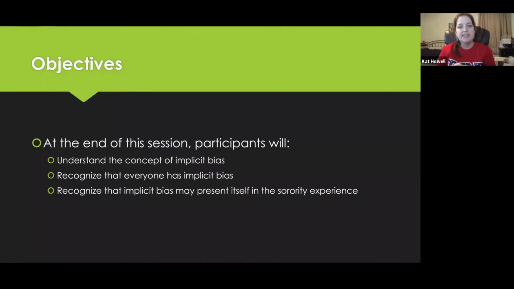So our objectives for today. This is a very entry-level session about this topic. It's hard to go really in depth for the first time you're talking with a group of people and when you only have an hour time limit. So this is what we're trying to do today: understand the concept, recognize that everyone has implicit bias, and recognize some ways that it might present itself in our sorority experience.